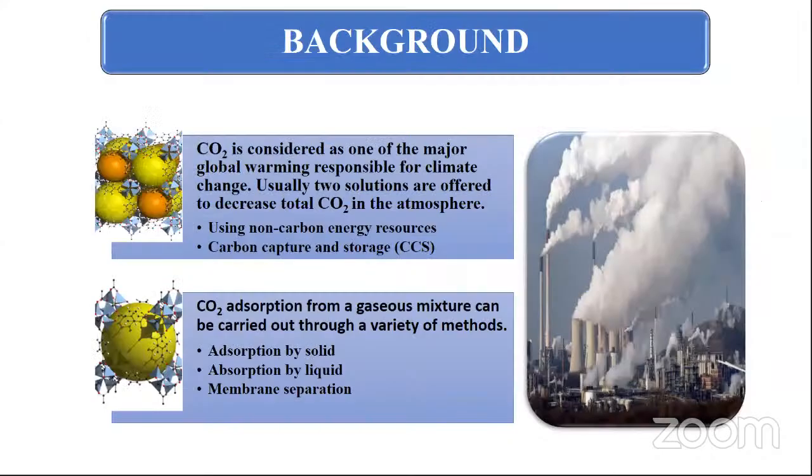We are all well aware of global warming, which is caused by CO2. There are different ways to reduce CO2 in the atmosphere: first, by using non-carbon energy sources, as well as carbon capture and storage. There are different techniques used for CO2 capture: first is absorption by solid, next is absorption by liquid, and third is membrane separation. By using these techniques we can capture CO2.